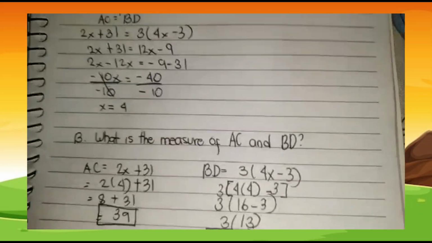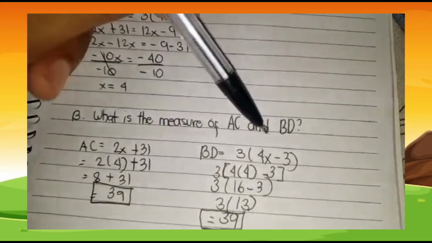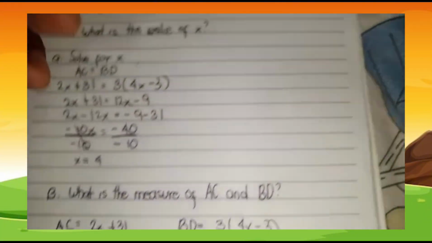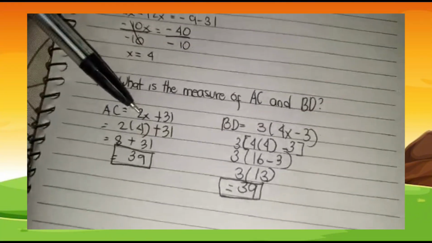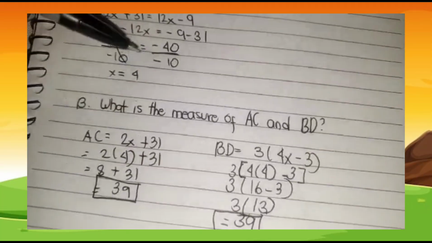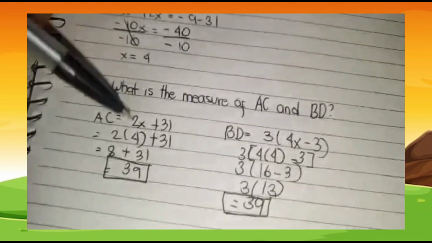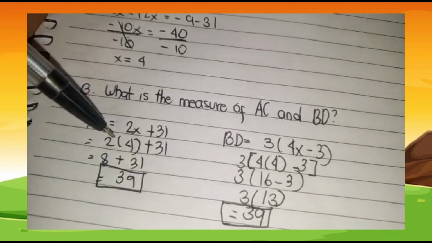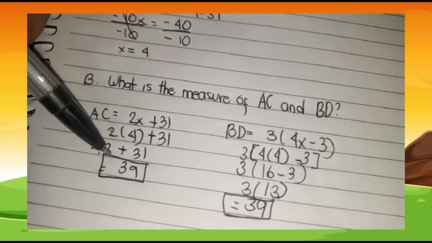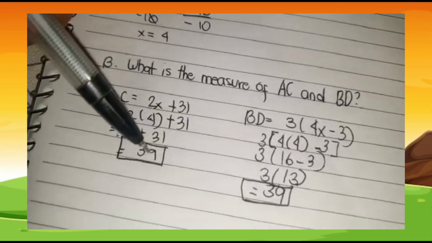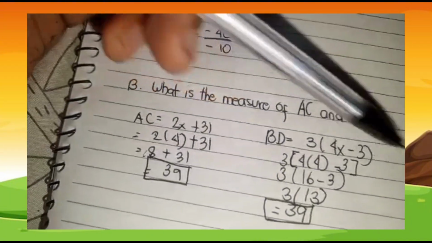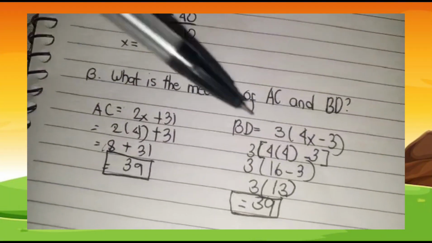Ang next natin kukunin is what is the measure of AC and BD? So, ito, kinuha ko lang yung given dito, nilagay ko sa AC. So, 2x plus 31. Isubstitute mo lang yung nakuha nating x dito. Kaya, 2 times 4 plus 31. I-times mo, 4 times 2 is 8 plus 31. 39 ang sagot. So, ang goal natin, dapat parehas sila ng BD kasi congruent nga sila.